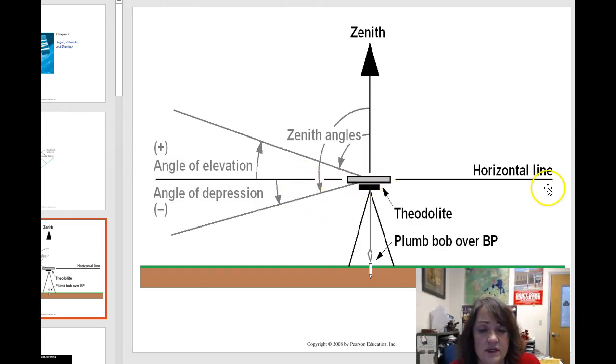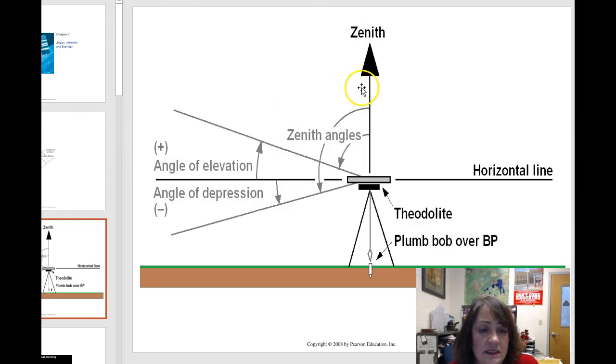The other way to measure it is from the horizontal line, and this is called a vertical angle. If it's up from horizontal, that's called an angle of elevation or a positive angle. And if it's down, it's called an angle of depression or a negative angle. So these are just different ways to think about angles. But the important point is you always need to reference what your angle is.